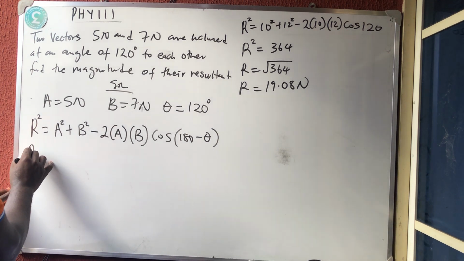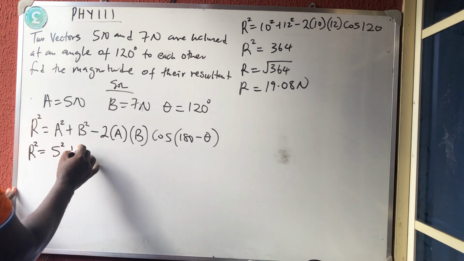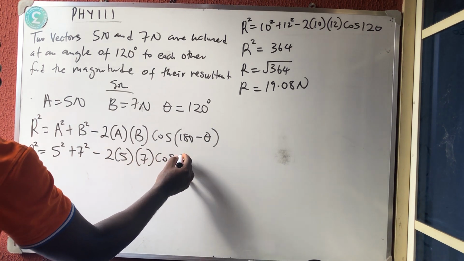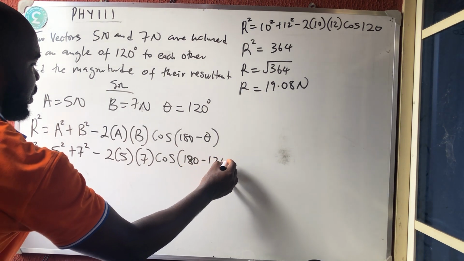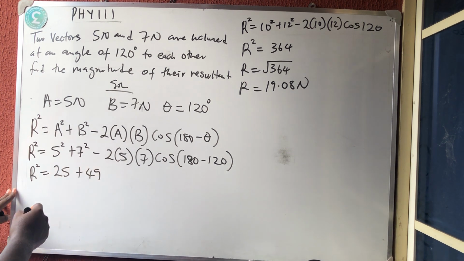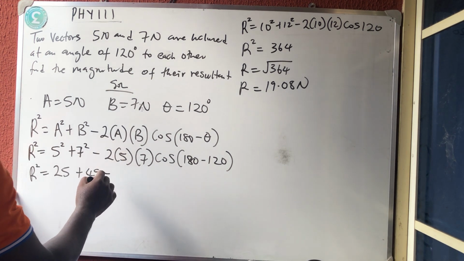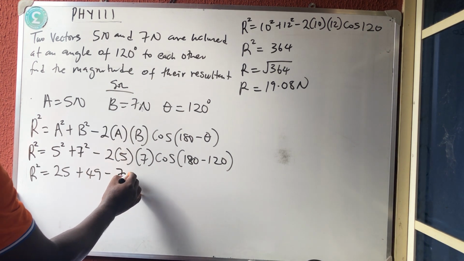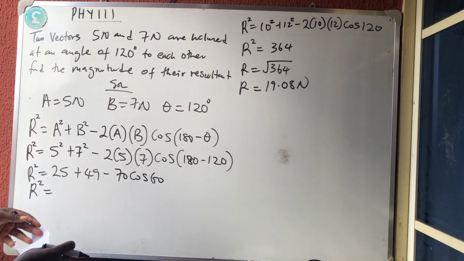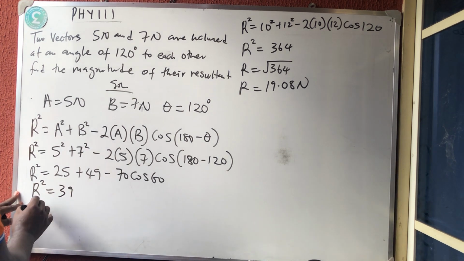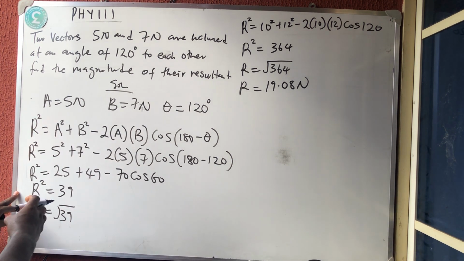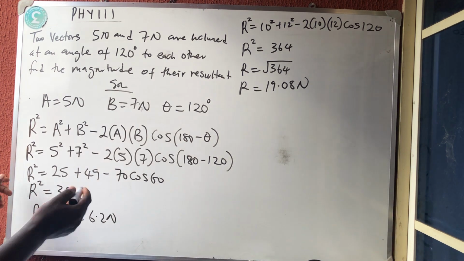So let us substitute. R squared is equal to 5 squared plus 7 squared minus 2 times 5 times 7, then cos 180 minus 120. So what am I having? R squared is equal to 25 plus 49 minus 70 cos 60. If you do everything, you are going to have 39. So R is now equal to the square root of 39, and square root of 39 will give us 6.2. You see, it's very simple.